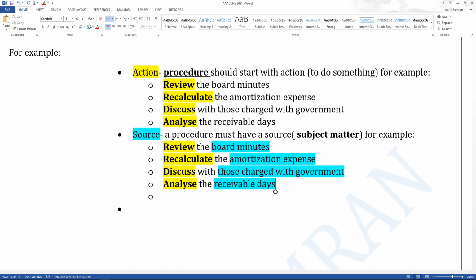What are you reviewing? What are you recalculating? With whom are you discussing? What are you analyzing? So if you ask questions like such to yourself, I hope you get the track. If you ask a question, you will make a good procedure. If you ask questions like such back at home, the chances are you will not make mistakes.